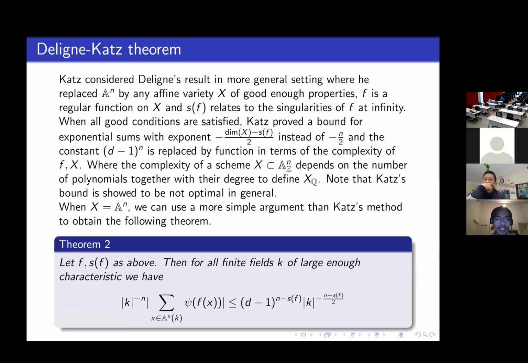For example, when X equals A^n, we can use a simpler argument than the cohomological method. It means that we use cutting by hyperplane sections, and with this method we obtain a very simple bound. Here, if f is arbitrary, we have a bound of the exponential sum by (d minus 1) to the power n minus nf times k to the power minus (n minus nf) over 2. This means that we replace n by n minus nf.